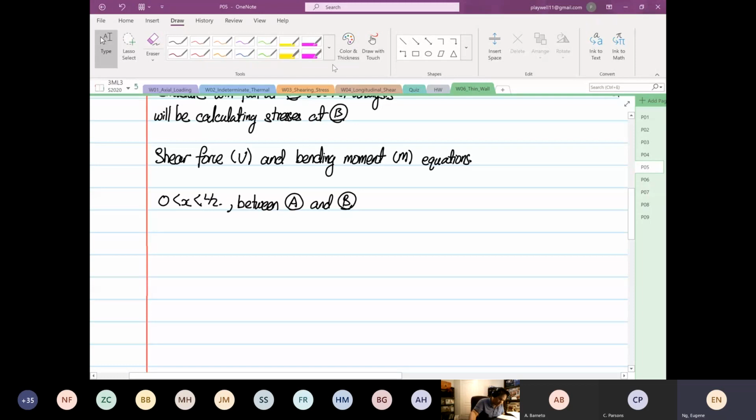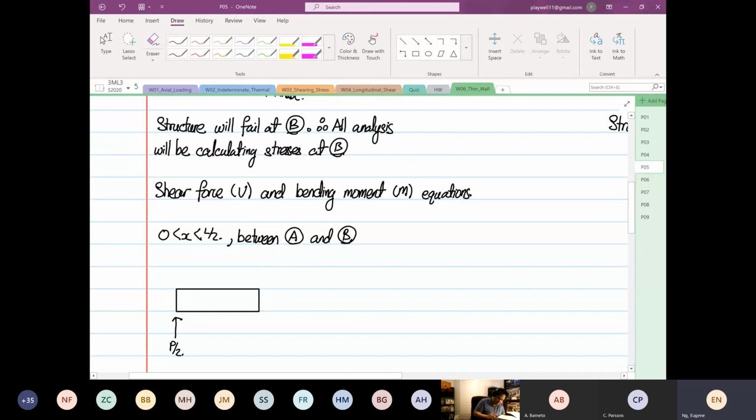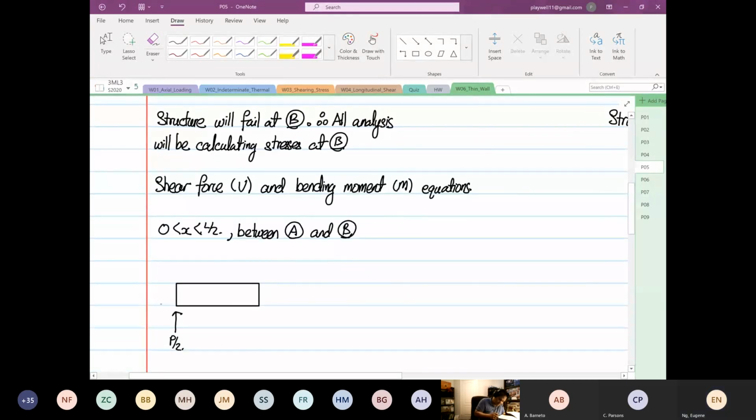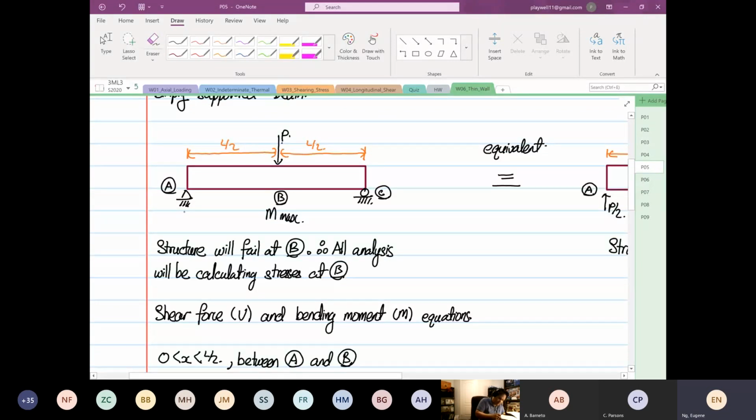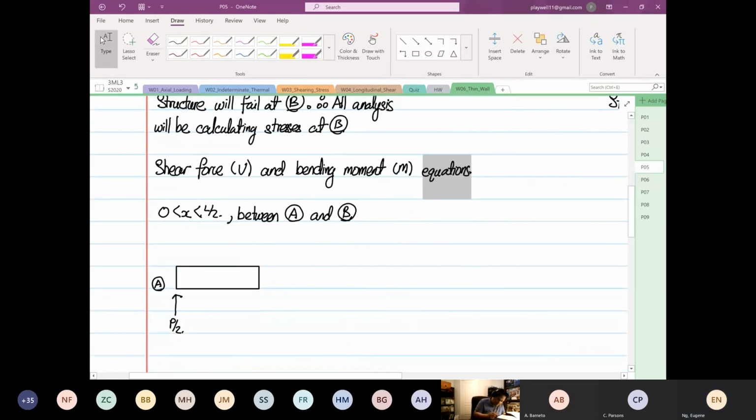Okay, so from here, we're going to draw our free body diagram. Based on static analysis, you know that this over here is P over 2. So this is our point A. Because P is at the center, the distances are the same, so over here you take half of the load, and over here you take the other half of the load. We have our variable over here, and this is our x.